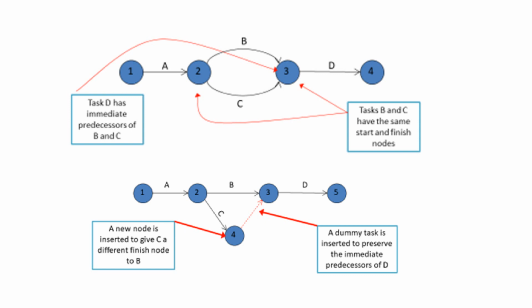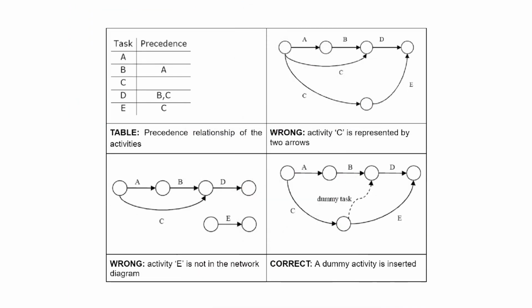Let us understand it in detail with an example. In a hypothetical project, there are 5 activities, A to E. This table shows their precedence relationships. If we look at Figure 1, activity C is represented by 2 arrows, which is against the rule of making the network diagram.